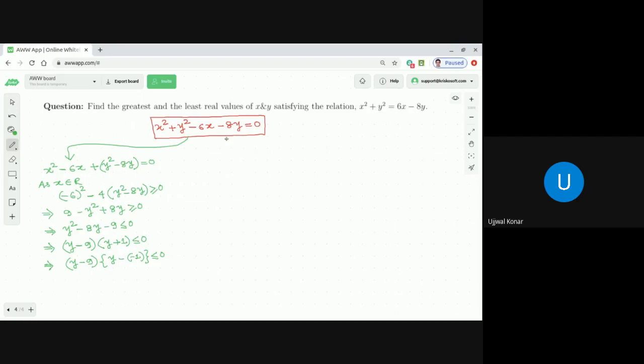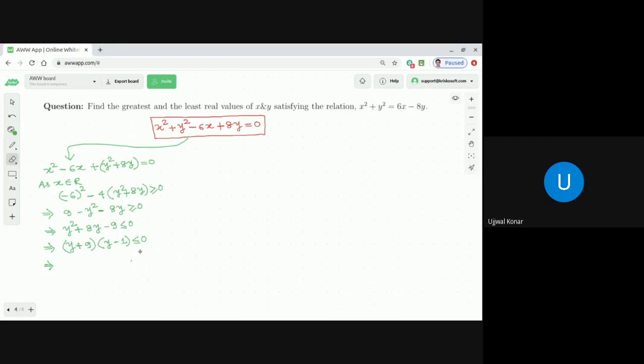Okay, I made a mistake here. What is the mistake I have done? Minus 6x, it should be plus 8y. So it should be plus 8y. So plus 8y means it should be plus 9, and as it is minus, it should be minus here. So this means the last line I need to remove and write once more.